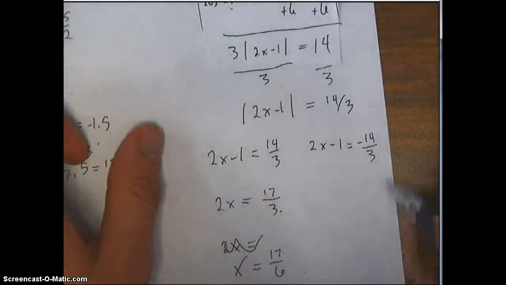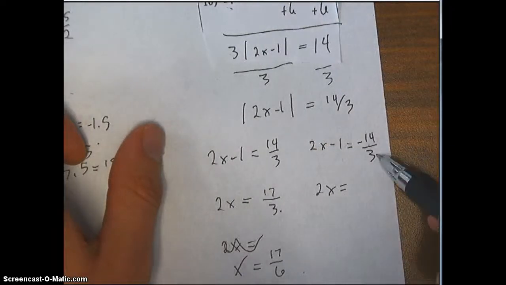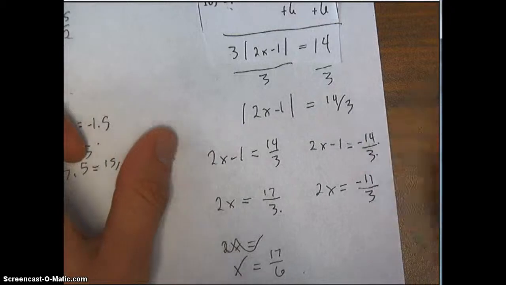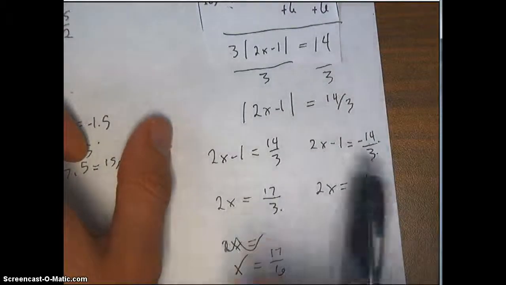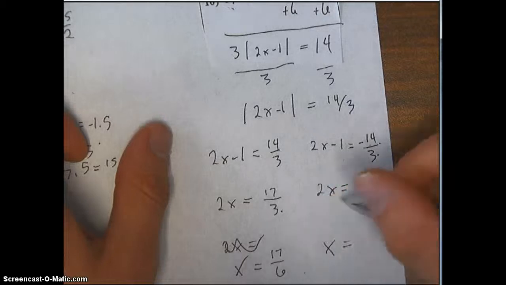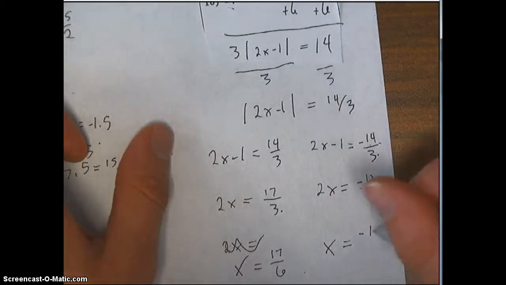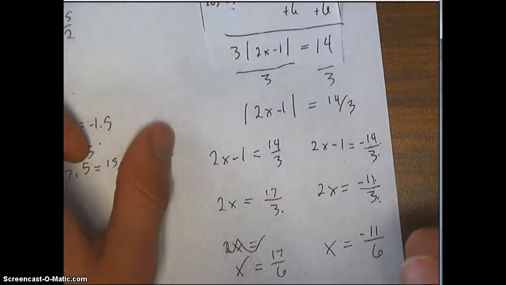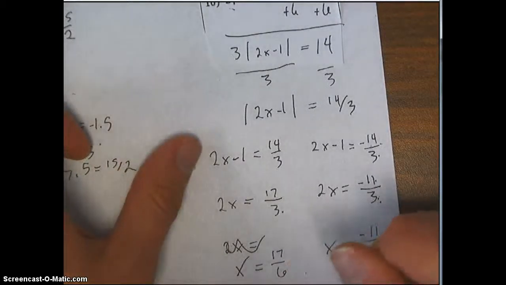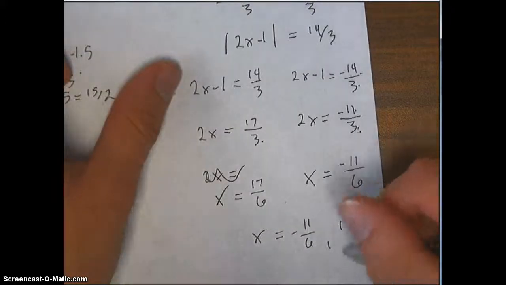Same thing over here. Add the 1. 2x equals, let's see, negative 14 plus 3. So if I add 3, that should be negative 11 over 3. 1 is 3 over 3. And divide by 2. Negative 11, that 2 is going to go to that 3, so negative 11 over 6. Those are the two answers. X equals negative 11 over 6, comma, 17 over 6.